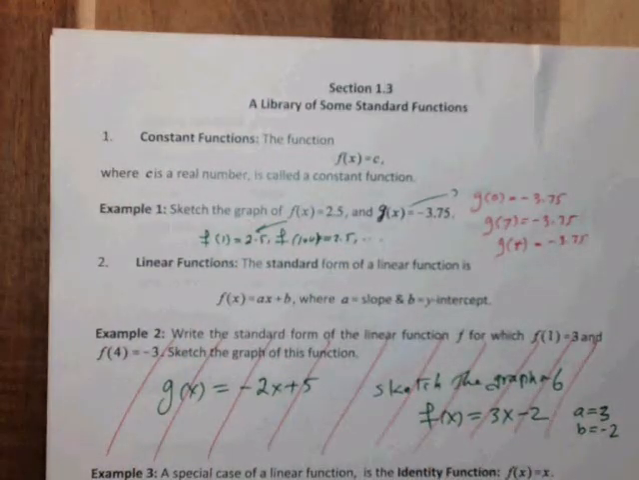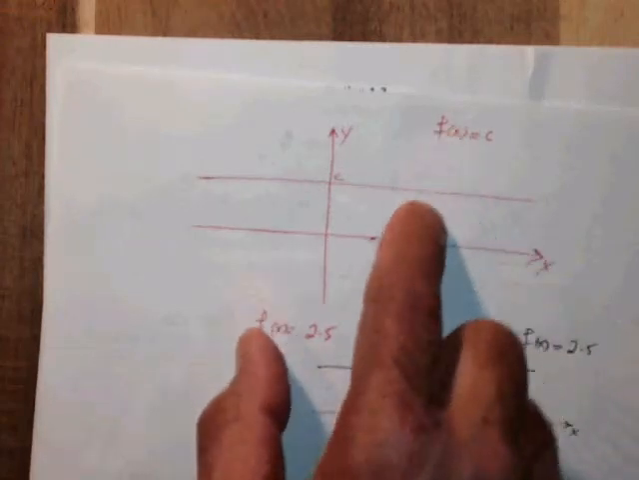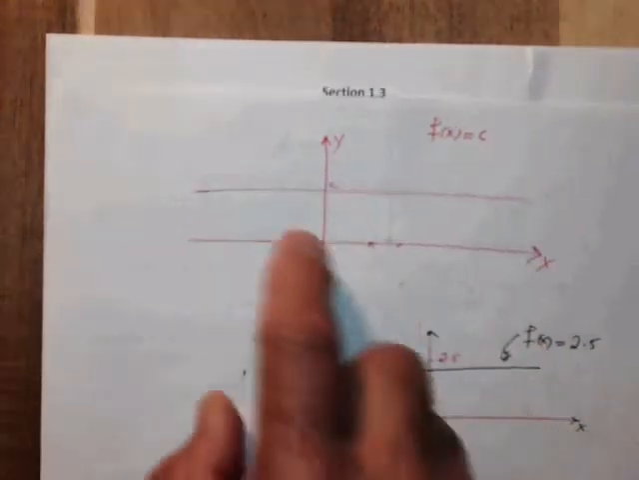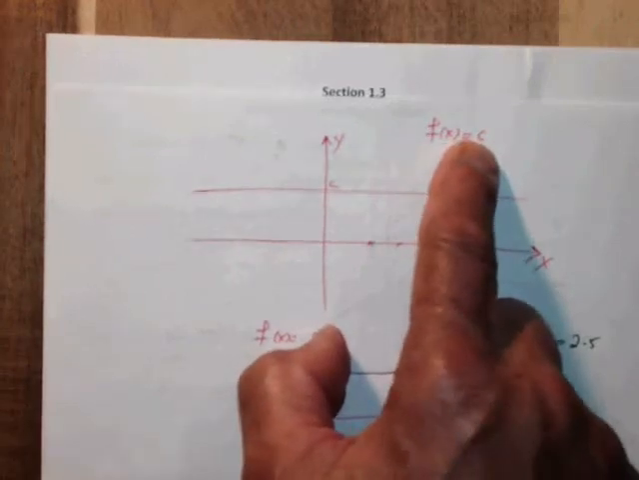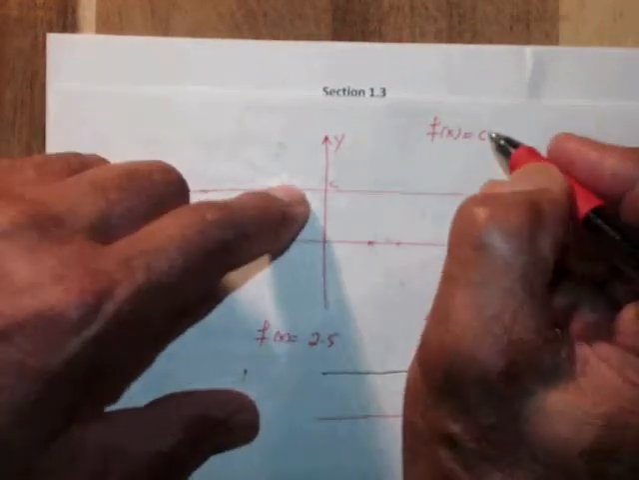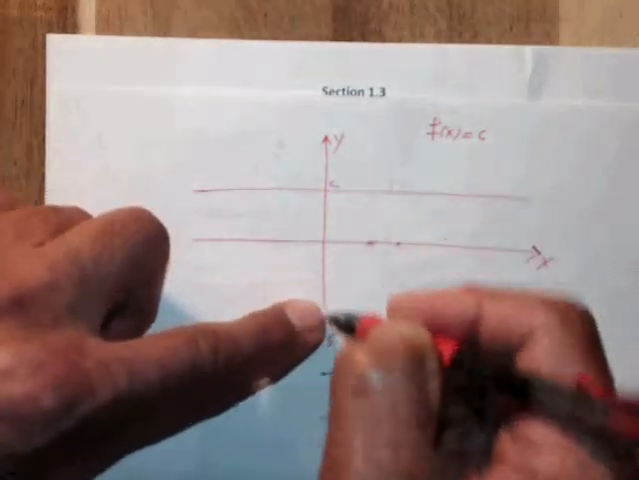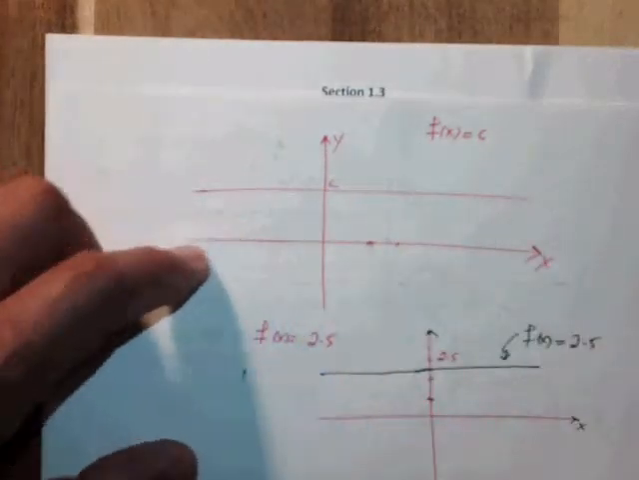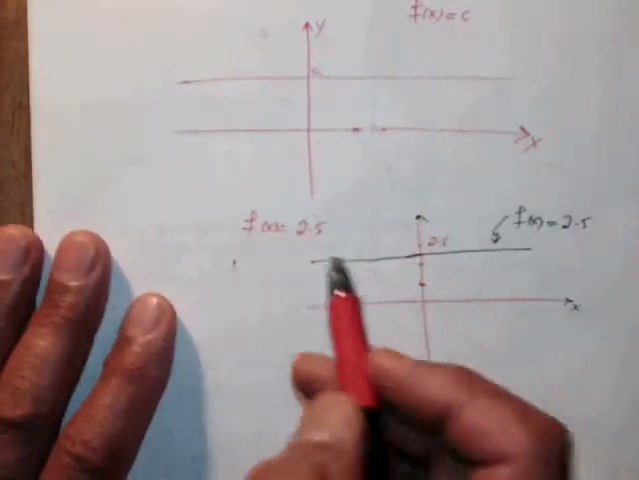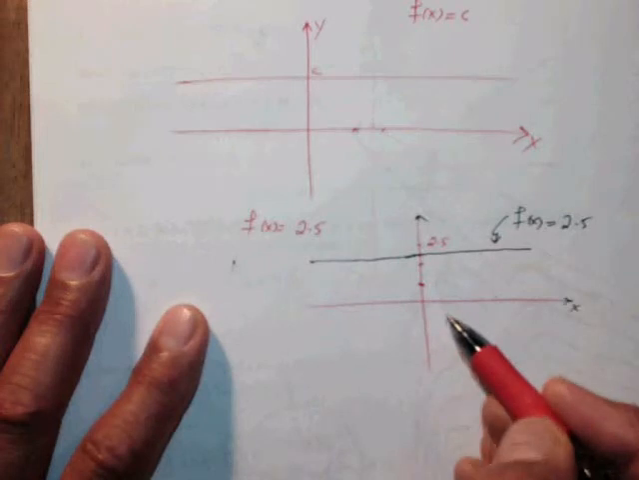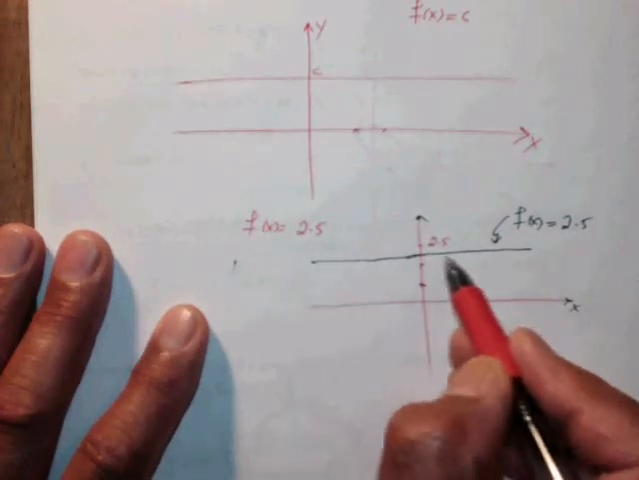So basically, what if you want to graph such a function like f of x equal to c? The graph would be a horizontal line at whatever number c is. If c is 3, then it is up at 3. If it's negative 2, it will be down below. Like if you want to graph the function f of x equal to 2.5, here is x, here is y, and at 1, 2, 3, this is 2.5. You have a horizontal line f of x.